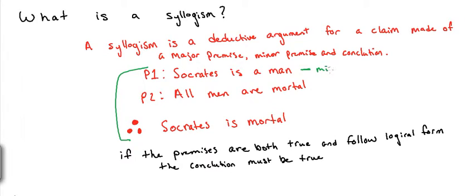So if we were to label these, this one would be our minor premise. This one would be our major premise. And this will be our conclusion. So let's take a look at how I knew those. Before we go on though, let's note that if the premises are both true and follow logical form, the conclusion must be true.